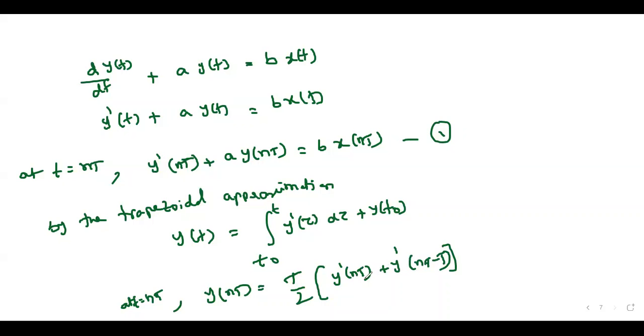Because we are taking the present value and past value difference, we need to take both and take the average, T by 2. This is the y of nT, including the initial value. The initial value is coming from y of nT minus T, the past value. Now, this trapezoidal approximation, I will substitute in the first equation. This is good.